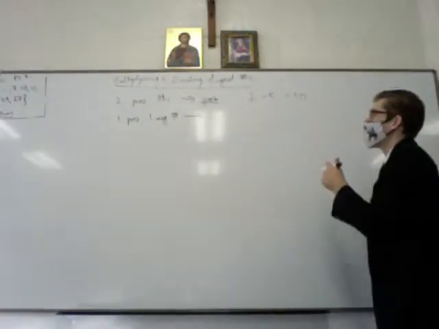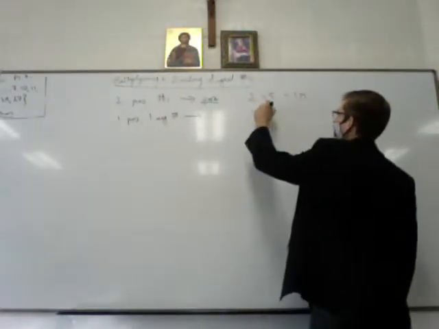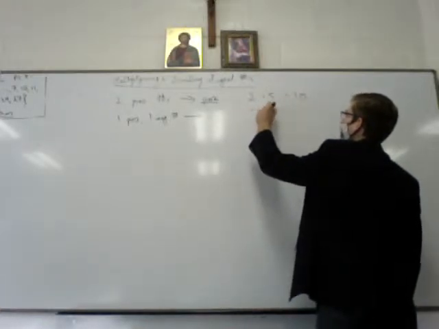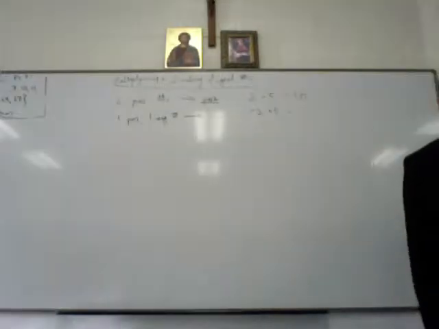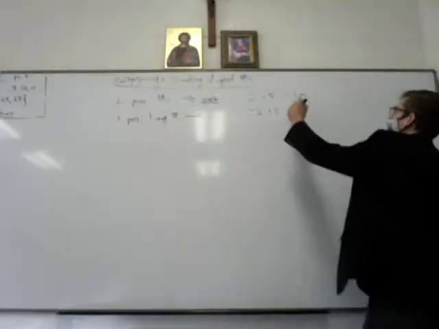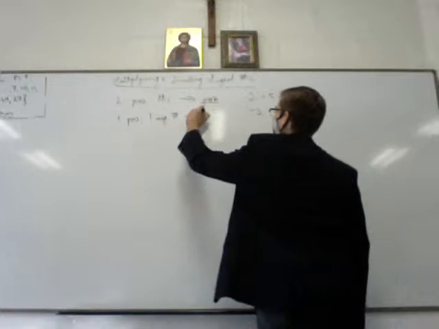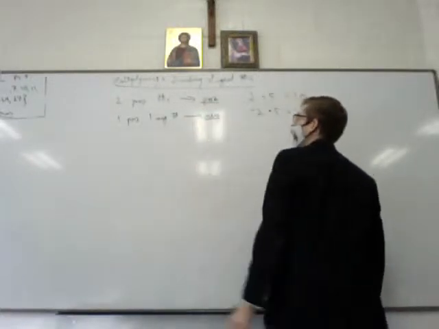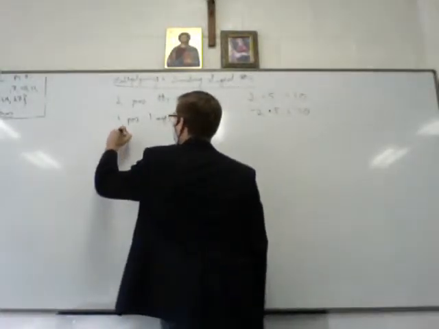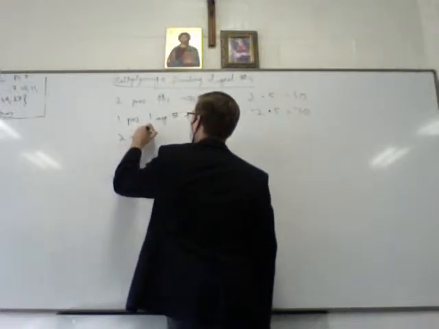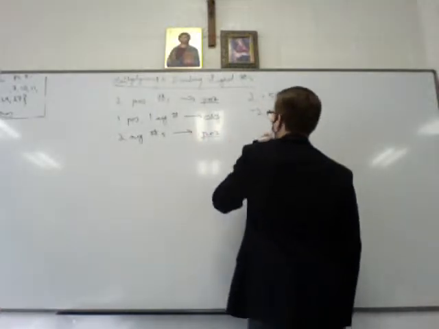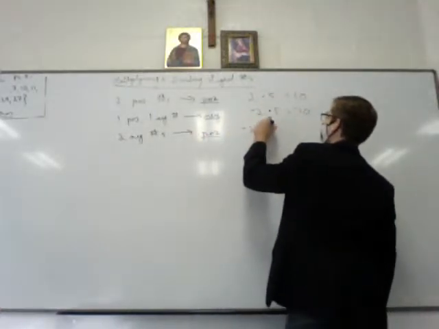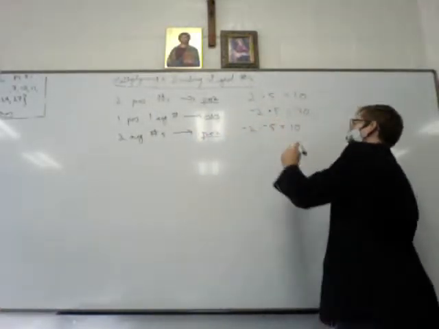What if instead of 2 times 5, we have negative 2 times 5? It's going to be a negative. Negative 10. What if we've got 2 negative numbers? It's also going to be positive. Negative 2 times negative 5 gives us positive 10.